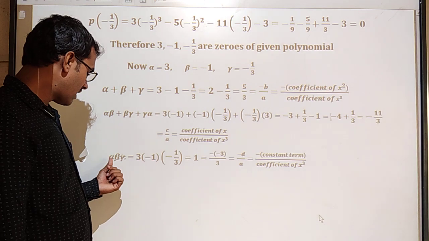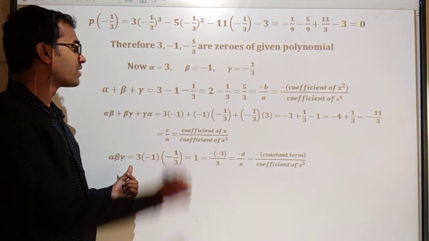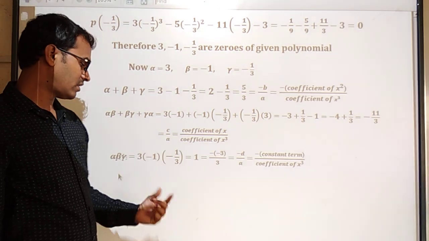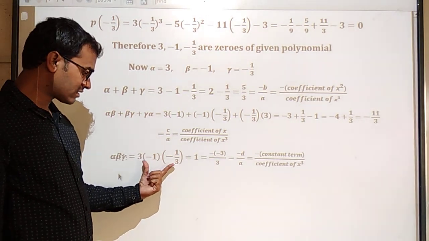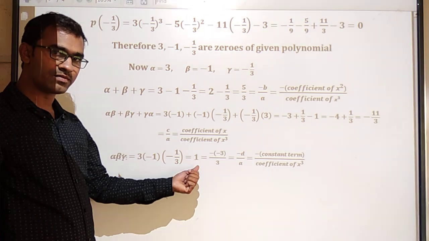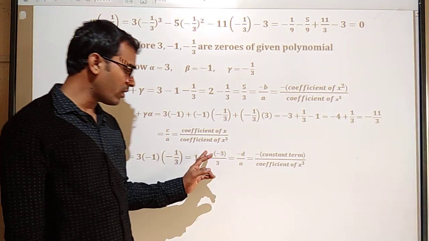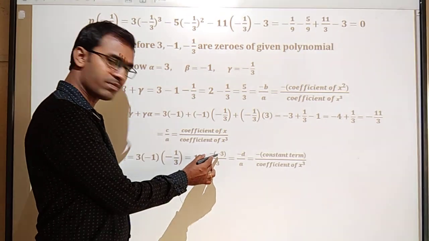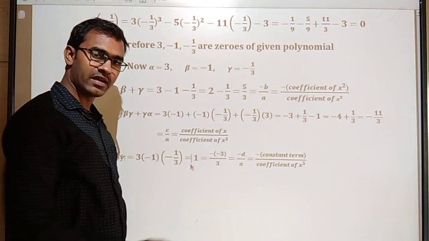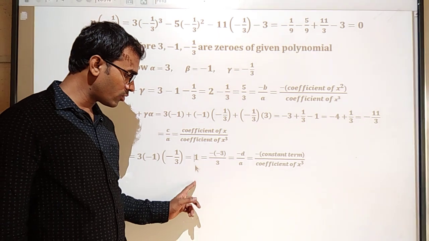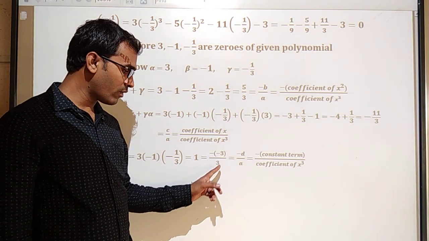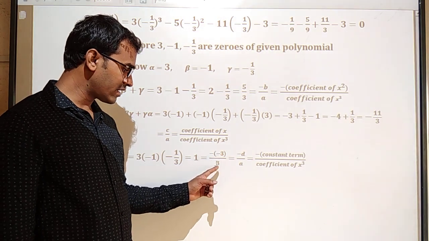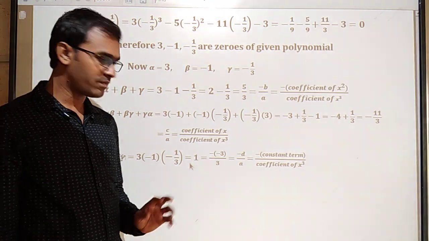And the product of zeros, alpha beta gamma, equal to: multiply 3 into minus 1 into minus 1 upon 3. Right? So 3, 3 get cancelled. Minus 1 into minus 1 is plus 1. I'll write plus 1 in the form of minus of minus 3 upon 3. See, minus into minus is plus, 3, 3 get cancelled, again we get 1.